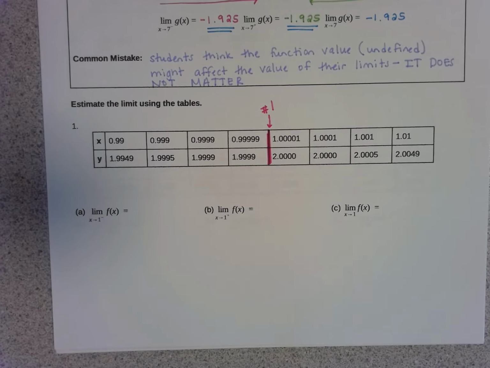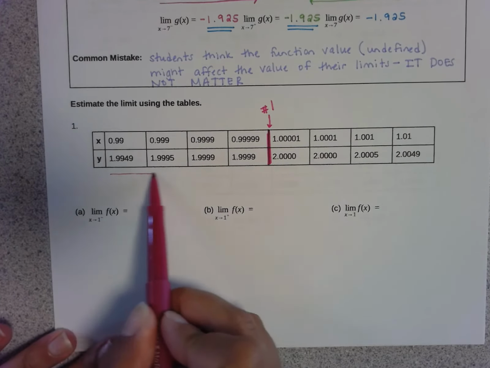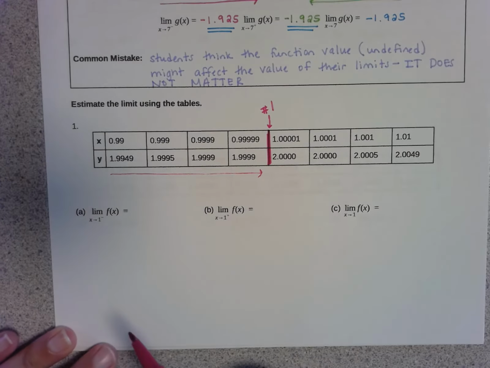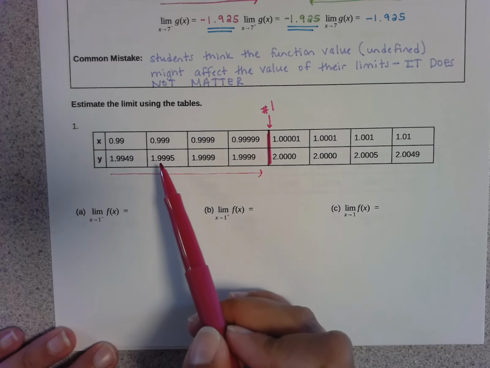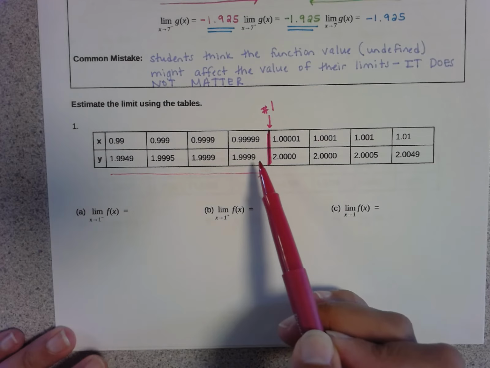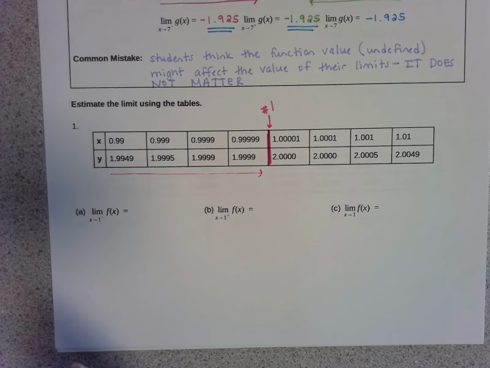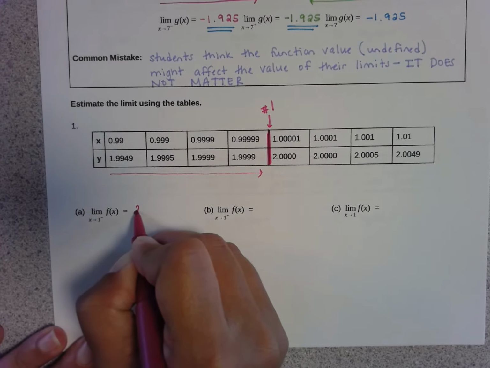If we want to find the value of the limit as x approaches 1 from the left, we would just start from the left side of the table and slide towards 1. If we look at the pattern here, it's 1.9949, 1.9995, 1.9999, 1.99999. Those numbers are getting bigger and bigger and closer to the number 2. So we would say that the limit from the left is 2.